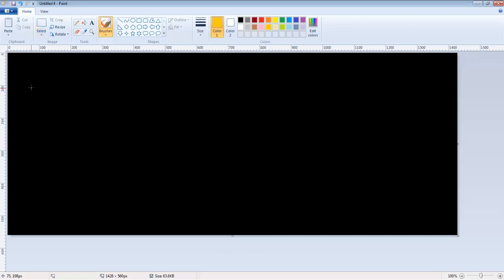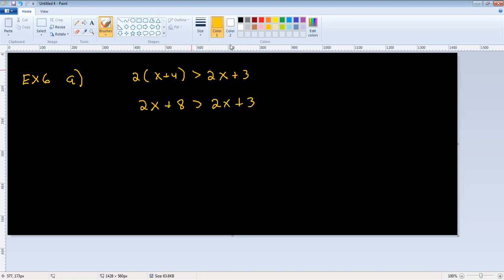How about this one? Example number 6a. We have 2 times x plus 4 greater than 2x plus 3. So this is 2x plus 8, bigger than 2x plus 3. These guys are going to go away, and we're going to get 8 is bigger than 3. So here's the deal with 8 bigger than 3. It's always true, no matter what, for any x value.